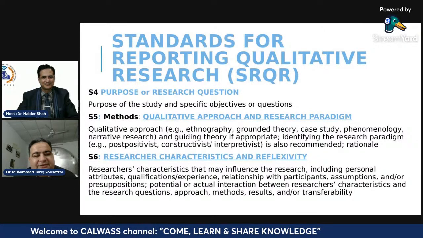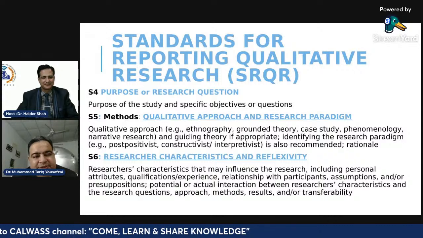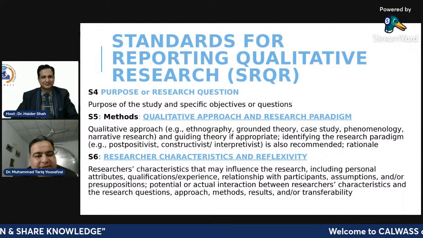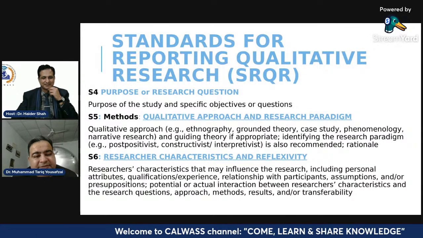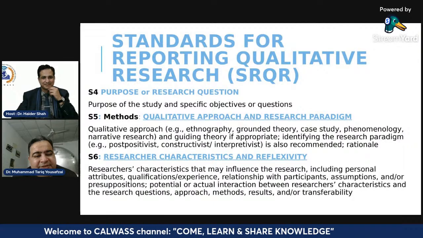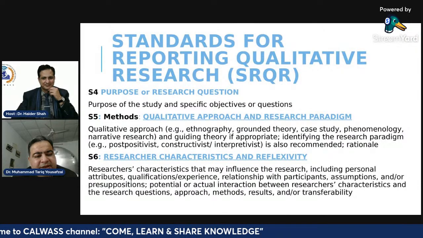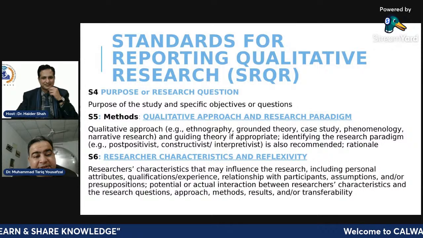In the methods section, in the qualitative approach and research paradigm, you list your strategy of inquiry, as to whether you have used grounded theory, ethnography, case study, phenomenology, narrative research, or for that matter, if you have carried out a simple thematic analysis, and guiding theory if appropriate.